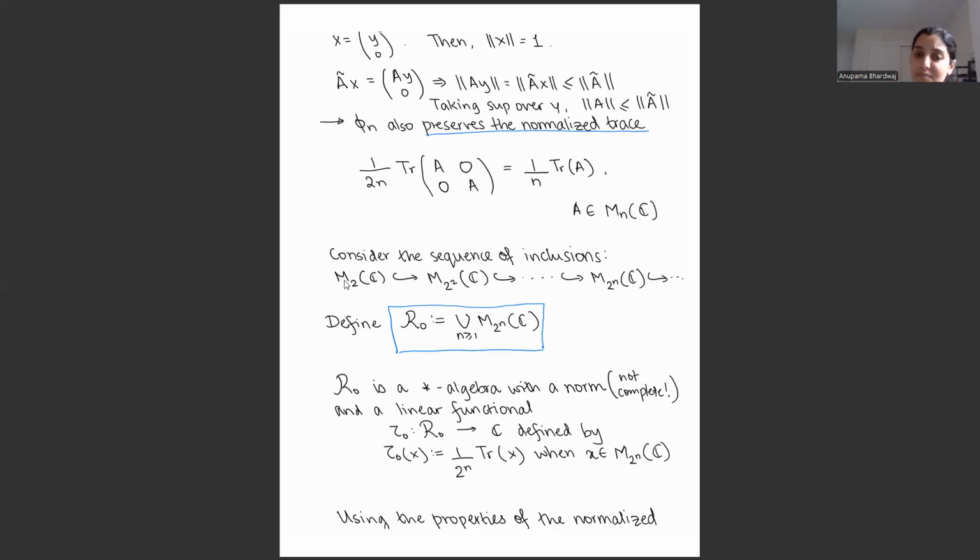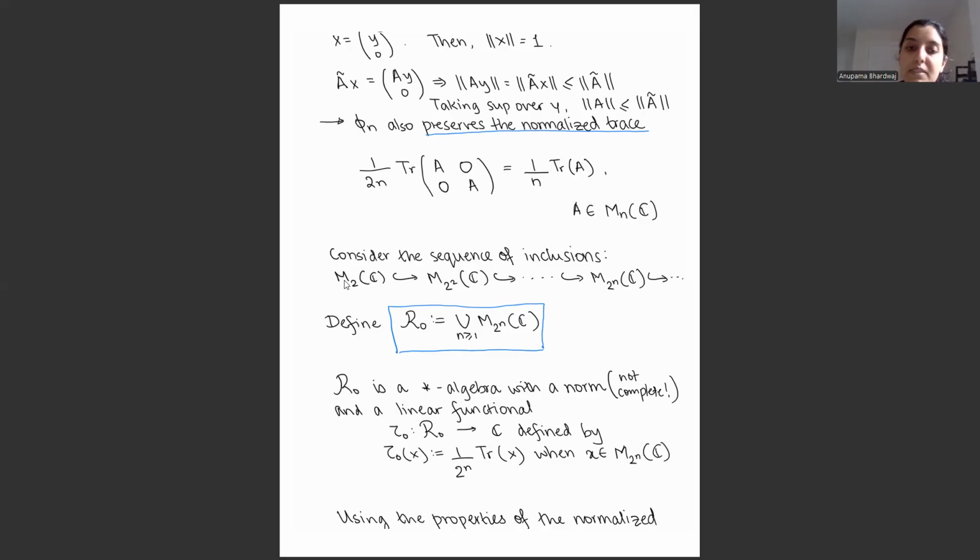Okay. So now let's make a few notes about what this R0 is. We are taking the inductive limit of finite dimensional matrix algebras. So we note that it's a star algebra, because all the finite dimensional matrix algebras are also star algebras. It has a norm which is carried over from the matrix algebras. It's not complete, because the limit of finite rank operators is also compact operators, but that's not there in R0. It's just a union. So it's just a star algebra with a norm, and it has a linear functional that carries over from the normalized trace.